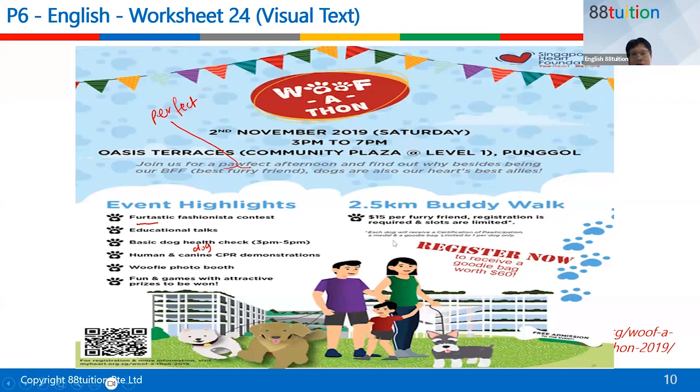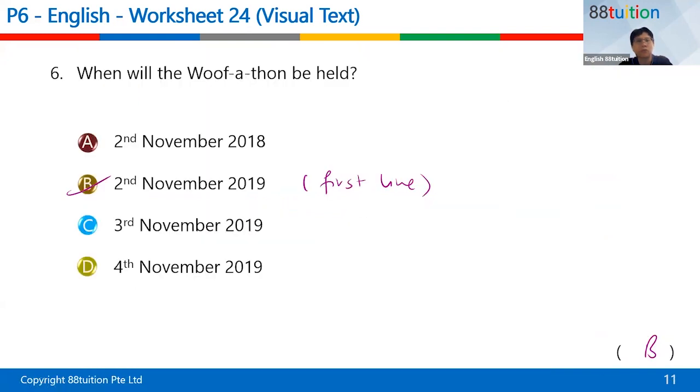Okay, so if you see this, each dog, right? Each dog will receive a certificate of participation and a medal and a goodie bag, limited to 1 per dog only. All right. So we can try this now. I think quite straightforward. Singapore Heart Foundation is the one that actually released this poster. Okay. So when will the woof? Wait.